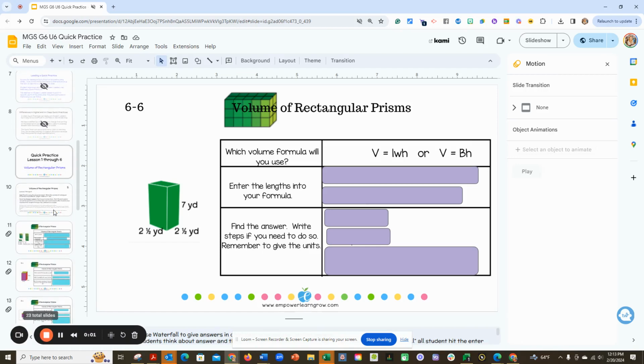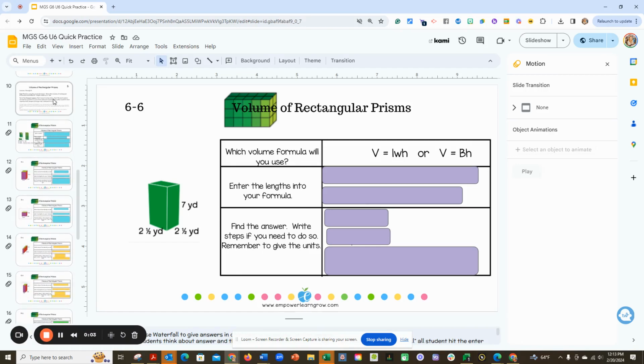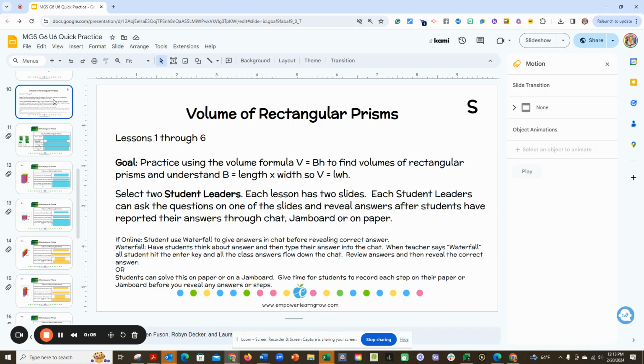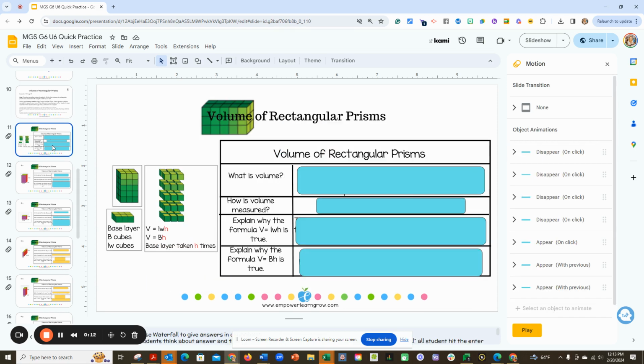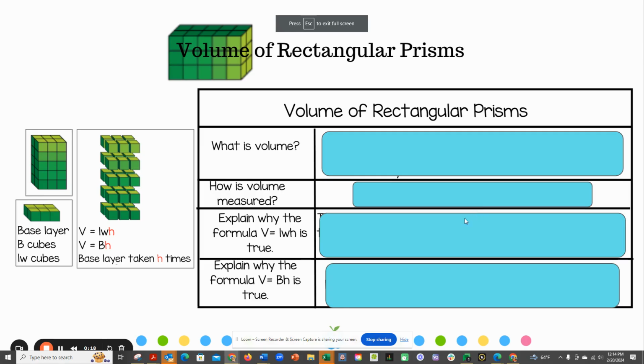Okay, Unit 6 quick practice is everything about volume of rectangular prisms. It really is building automaticity and fluency with the formulas for volume. So you can see here we start right away in lesson 1. I have animated these slides now, so if you go into slideshow mode, student leaders can now ask these questions.